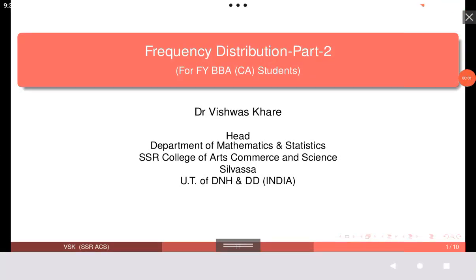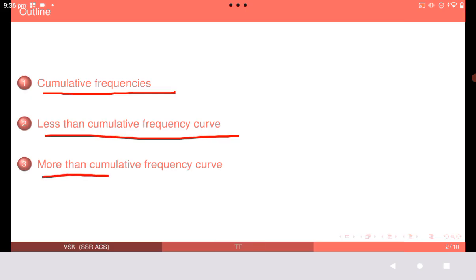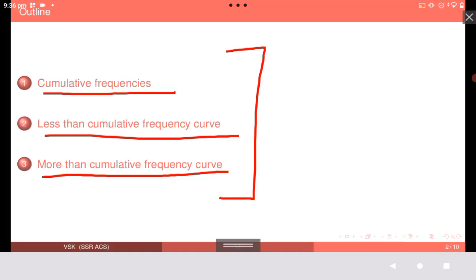The topic of this lecture is Frequency Distribution Part 2 for FYBCA students. We'll cover these points in this lecture: cumulative frequencies, less than cumulative frequency curve, and more than cumulative frequency curve. These 3 points and some examples we are going to cover in this lecture.